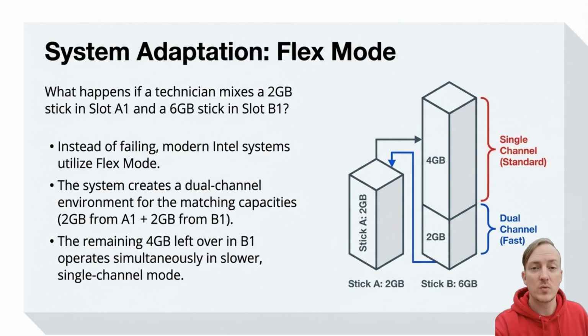But what happens in the real world if a technician messes up and mixes a $2 stick in slot A with a $6 stick in slot B? In the past, the system would fail. Today, modern Intel systems use flex mode. The system intelligently adapts, creating a fast dual-channel environment for the matching 4 GB, 2 GB from A and 2 GB from B, while the remaining 4 GB left over in slot B runs simultaneously in slower single-channel mode.